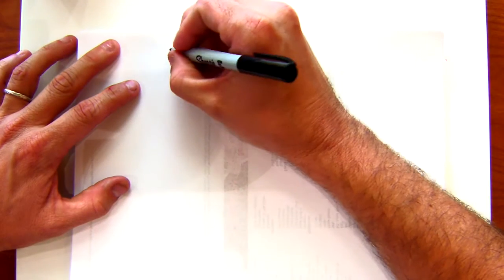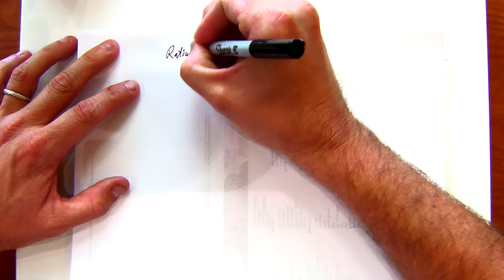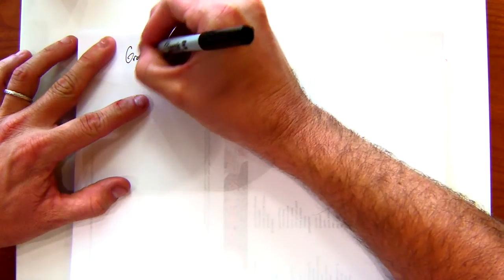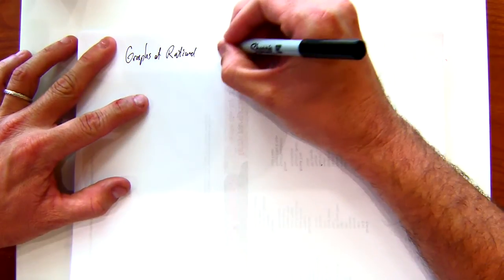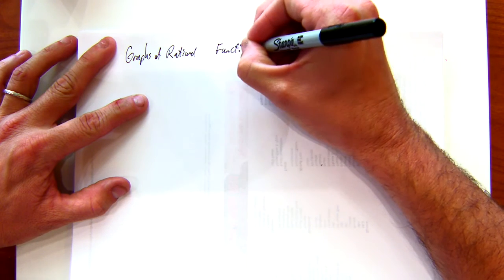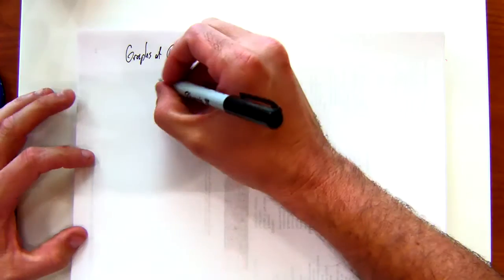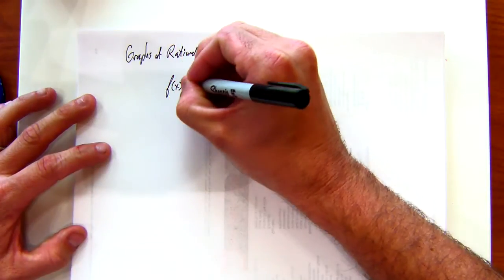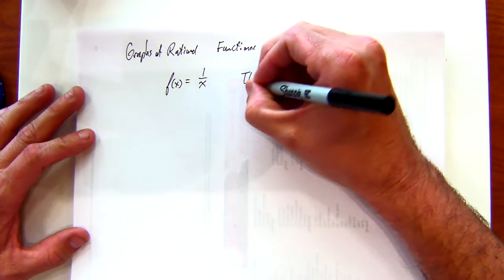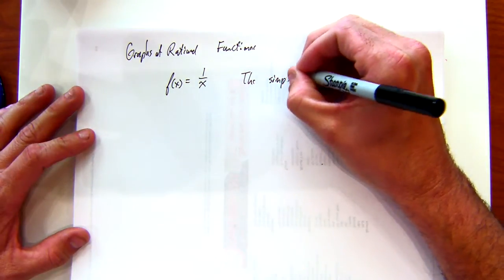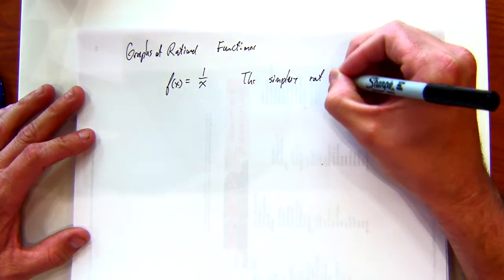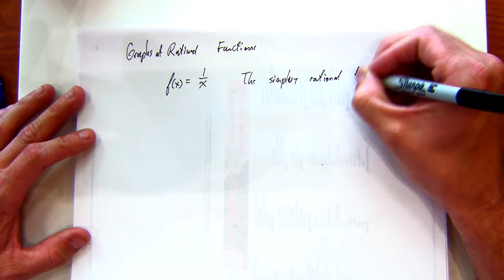So, graphs of rational functions. Let's look at the simplest rational function. f of x is equal to 1 over x. This is the simplest rational function.